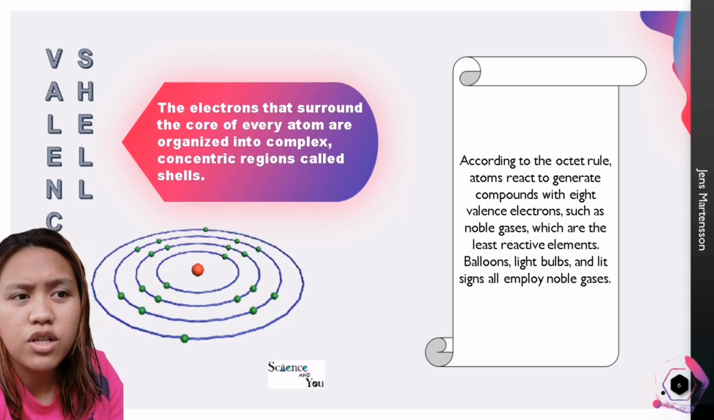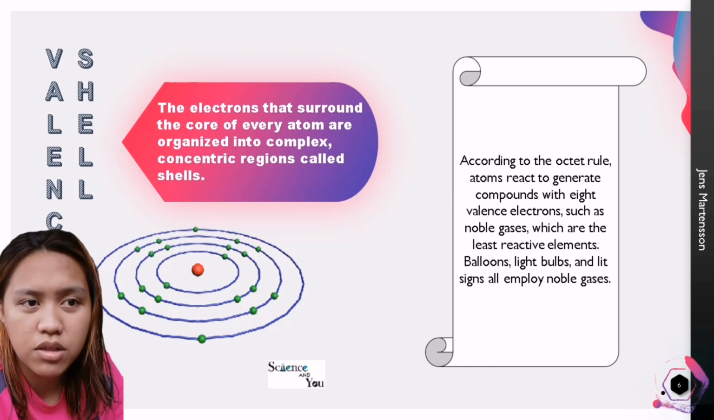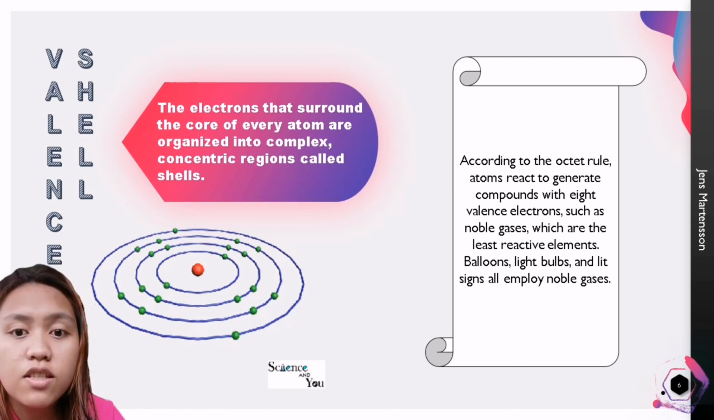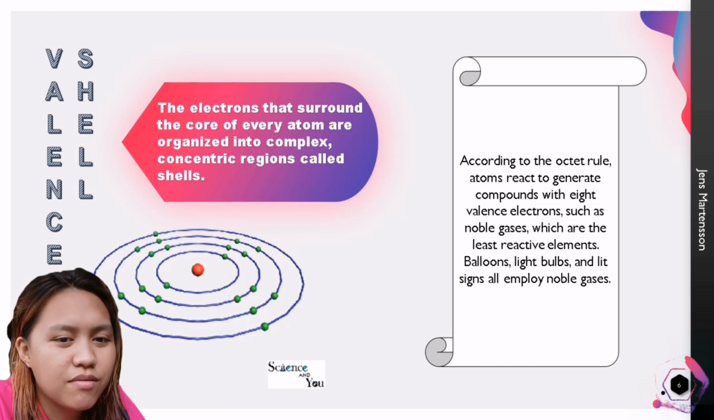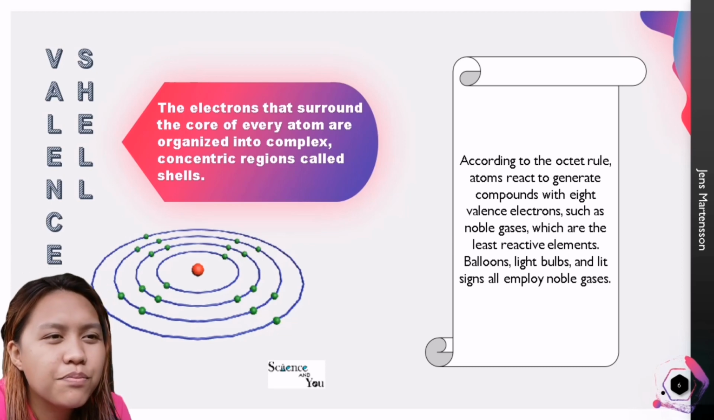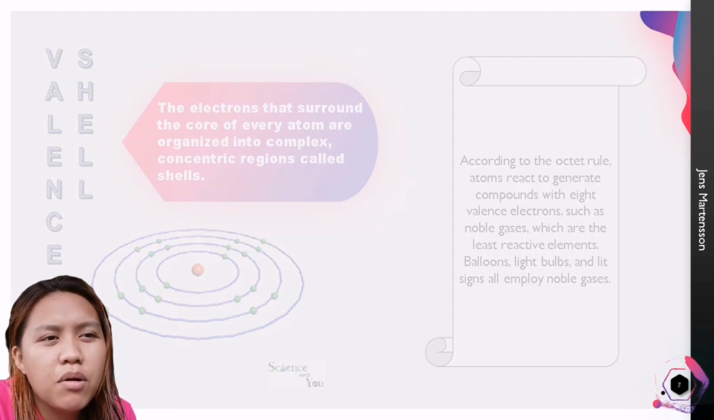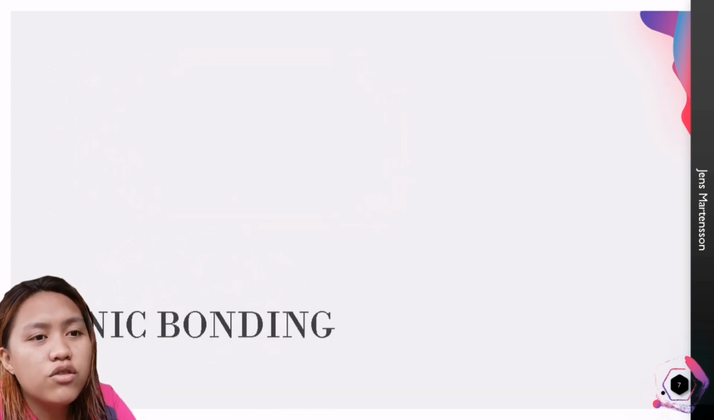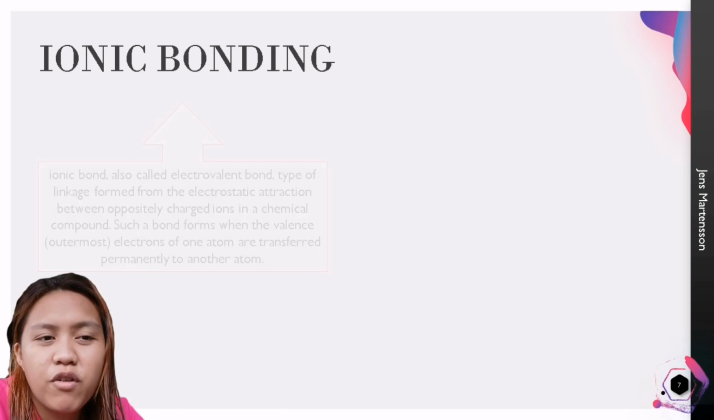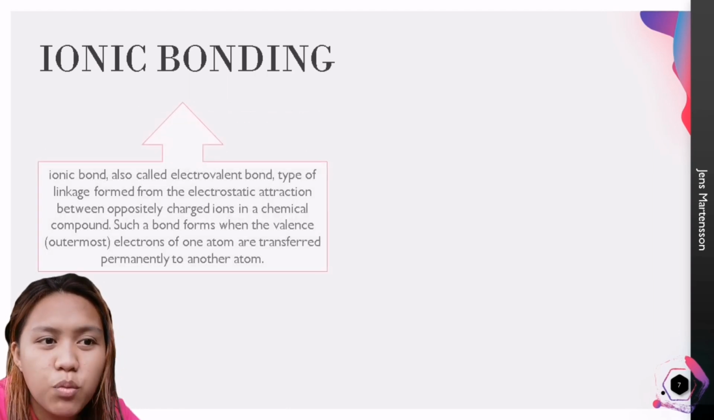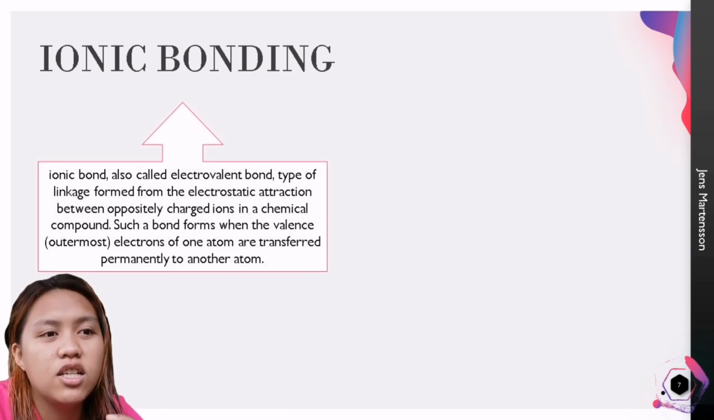Atoms can form either ionic or covalent bonds to satisfy the octet rule. So, let's discuss one by one. Ionic bonding first. Ionic bond is also called electrovalent bond, a type of linkage formed from the electrostatic attraction between oppositely charged ions in a chemical compound.